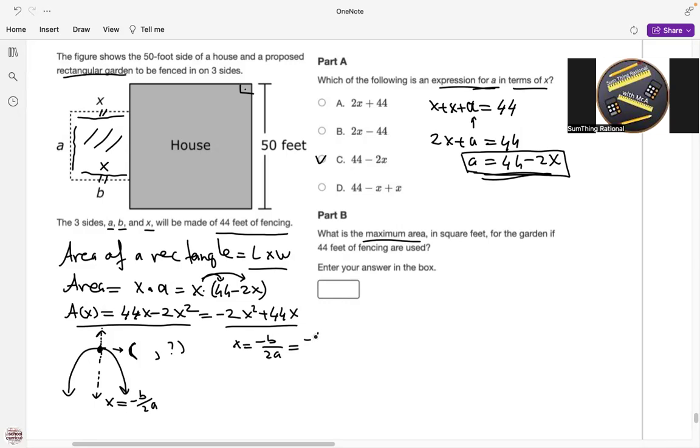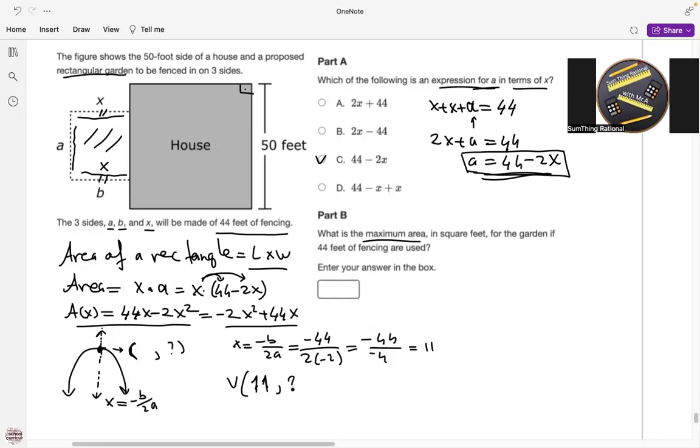Negative b is here, negative 44, since b is 44. 2 times a is 2 times negative 2, which is negative 4. So negative 44 divided by negative 4 is 11. Oh, interesting. So my axis of symmetry is x equal to 11. The x coordinate of the vertex is equal to 11.